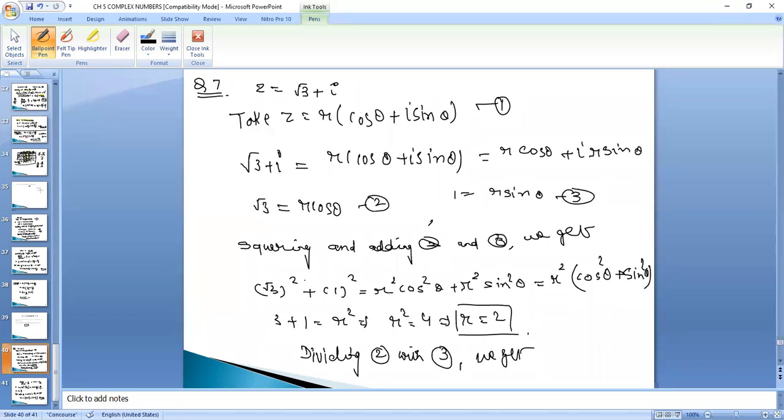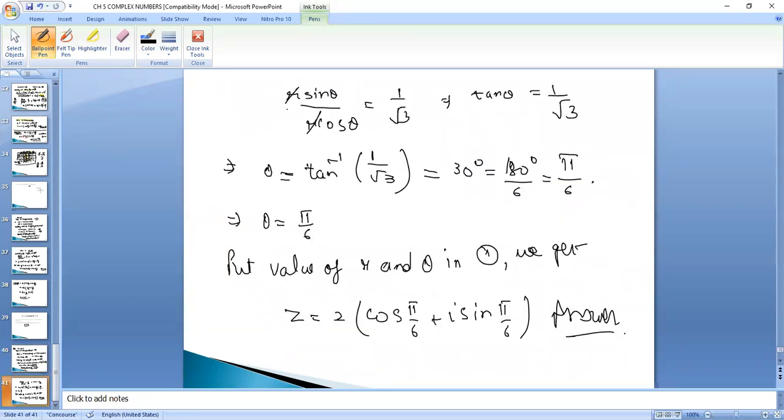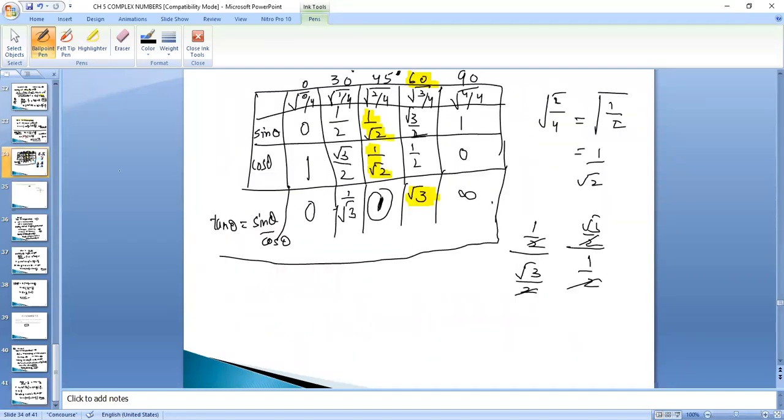Now we have to divide the term of sine theta with cos theta. So r sine theta upon r cos theta will be 1 upon root 3, which implies tan theta is equal to 1 upon root 3. So theta will be tangent inverse of 1 upon root 3, which is equal to 30 degree. You can make one table and you can solve all the questions with the help of that table. So the value of theta will be 30 degree, right? 1 upon root 3, this value.